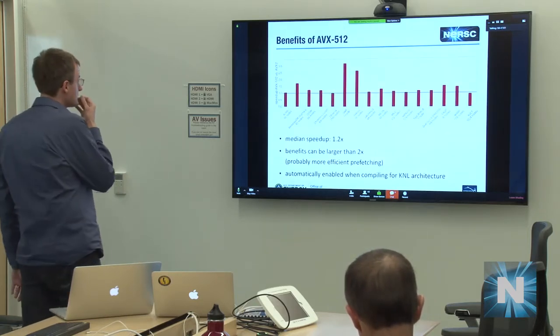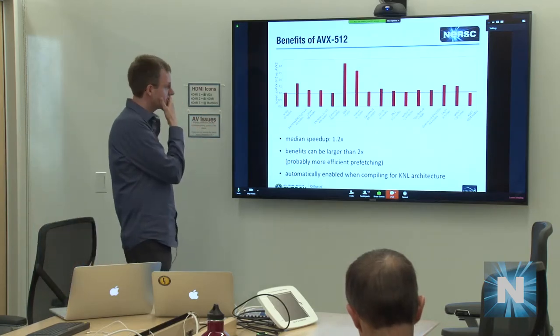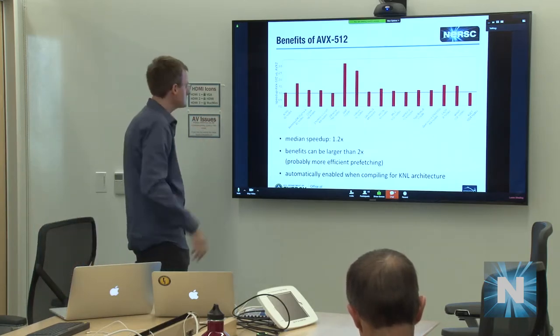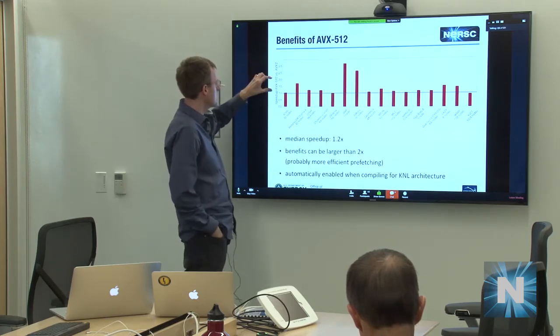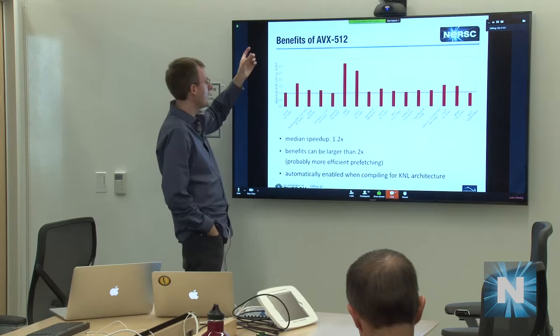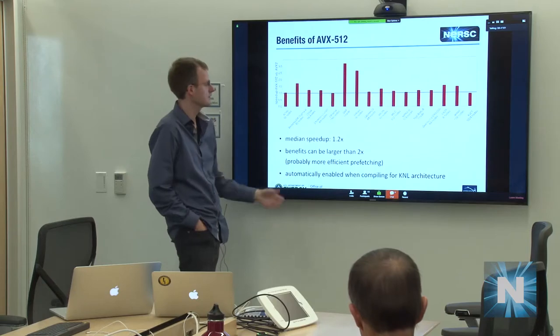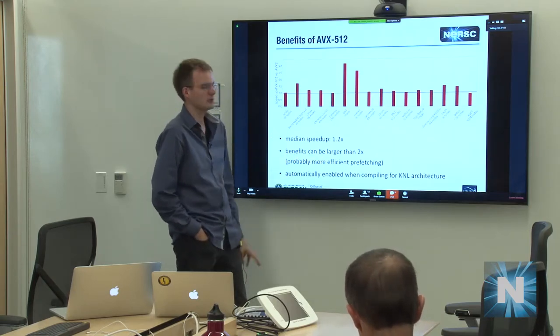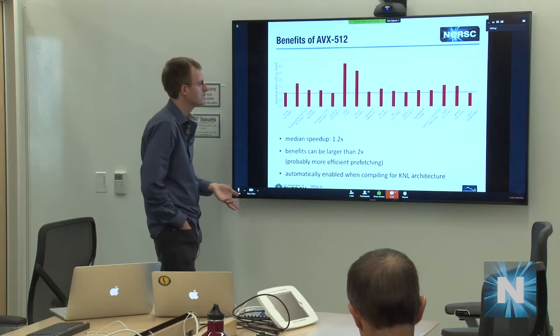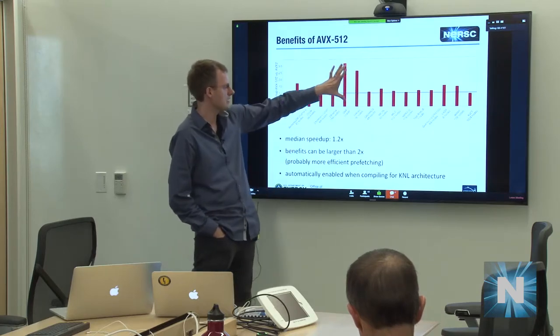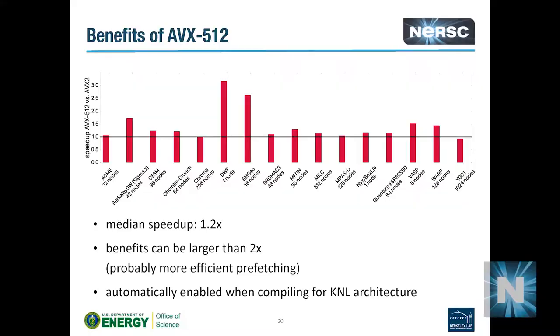Okay, so what are the benefits of the AVX-512 instruction set? This is what we found in the NESAP codes. This displays the speedup when you compile the code with AVX-512 versus compiling the code with AVX2, for the optimized codes, so they already vectorize nicely. The median speedup we get is about 1.2, so like 20%. But the benefits can be much larger, for example, here, right? You would naively expect a factor of 2 because the vector lanes are twice as wide, but usually that's not the case.